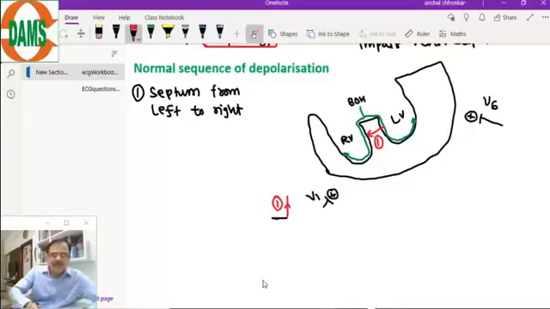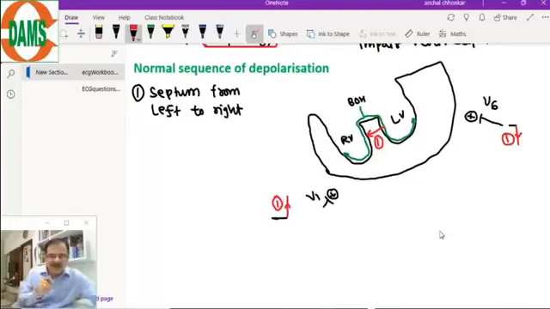And the same thing in V6. Same event in V6, let's see how it will be seen. The needle will be at the baseline, and whenever this event takes place, the needle will go in a downward direction. Number one, it will go downward.